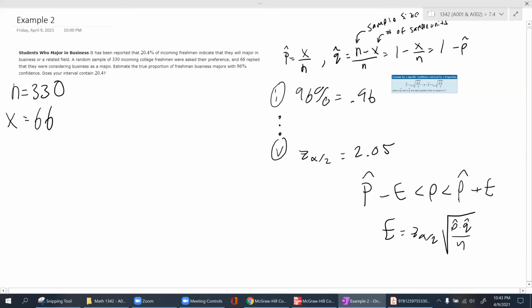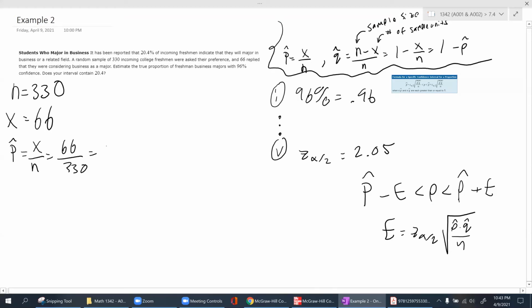So you may be saying, hey, my p wasn't given, the proportion. Well, what do I do? We said if the sample size and the focus x are given to you, where did I write that? Oh, it's up here. So p is going to be my focus over my sample size, which is 66 over 330.